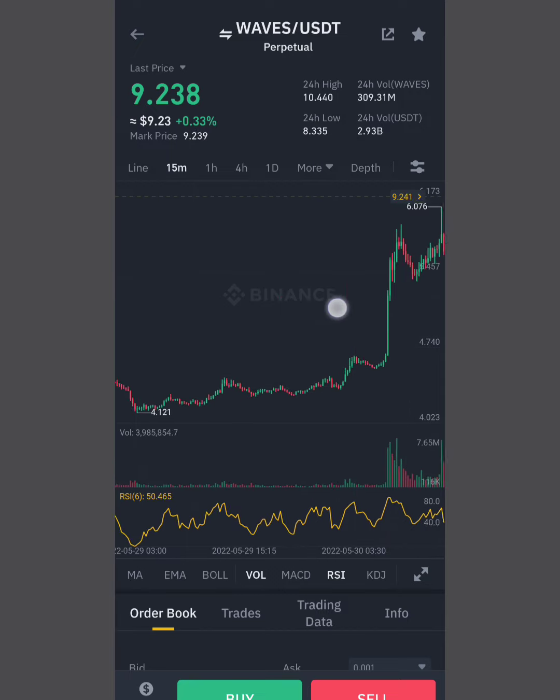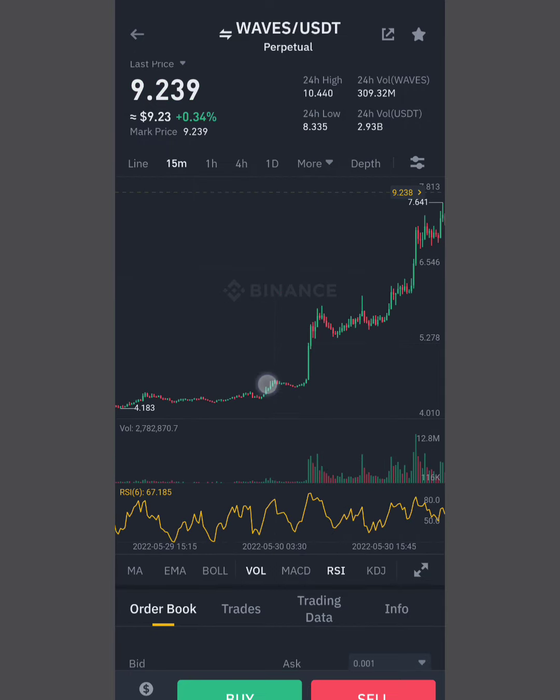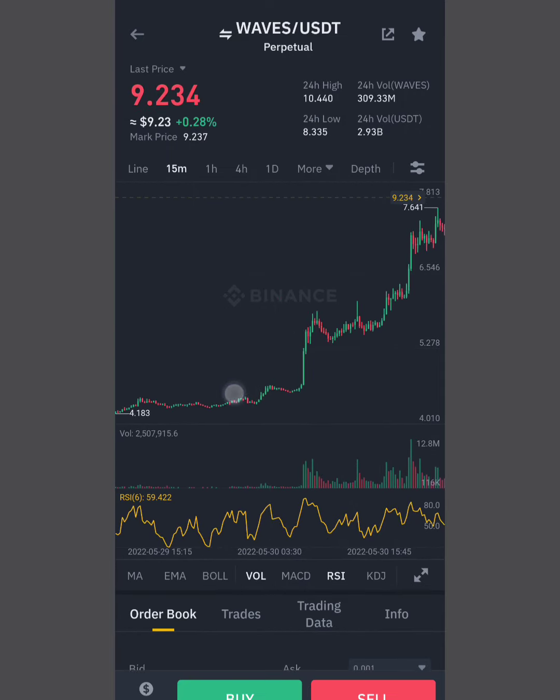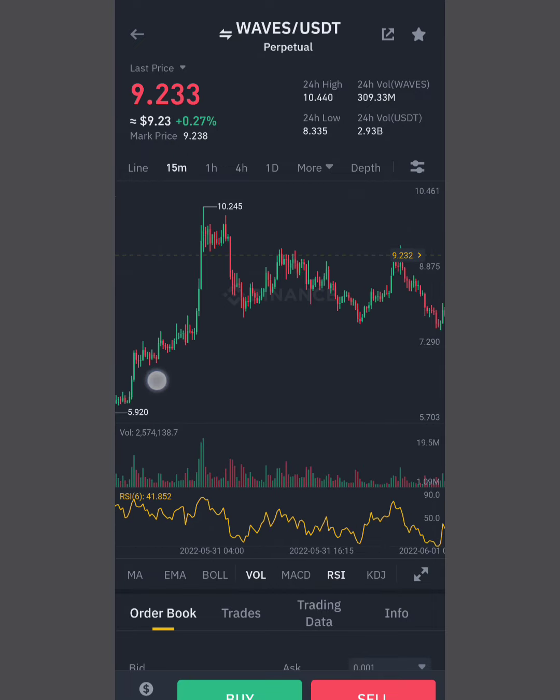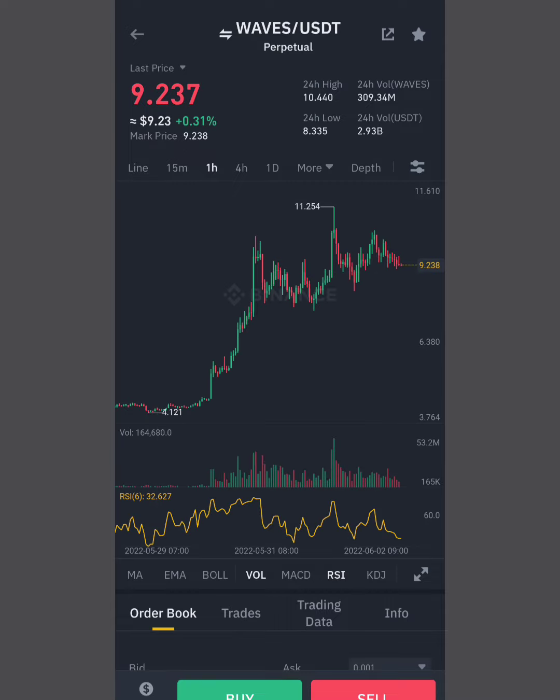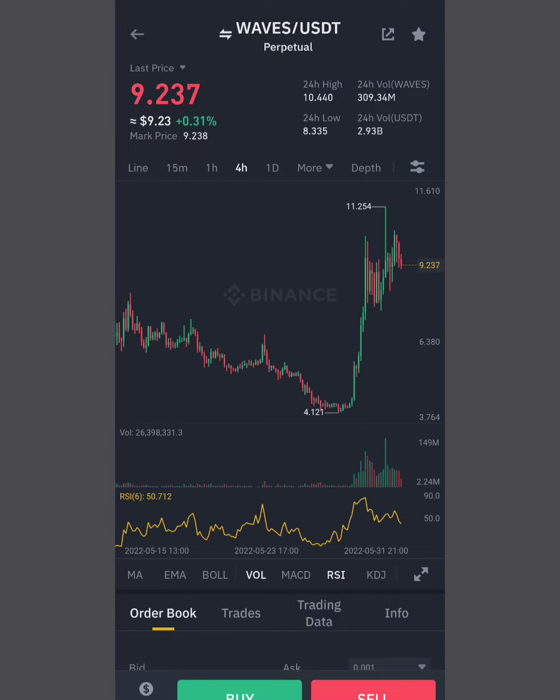All right, you can see right here, it started from here, somewhere around here, and then up to this particular point. Right, so now let's head back to the 1 hour time frame, or if possible the 4 hour time frame.